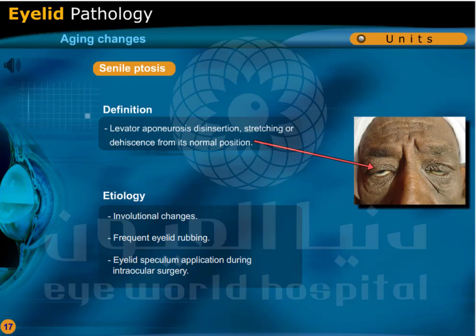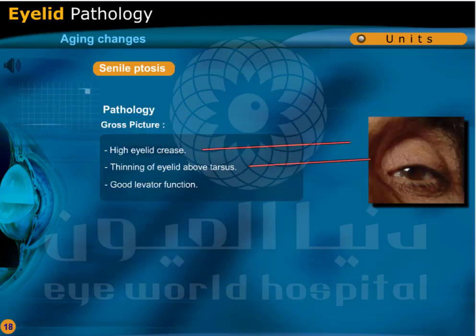Senile ptosis. Levator aponeurosis disinsertion, stretching, or dehiscence from its normal position. Senile ptosis may be due to involutional changes, frequent eyelid rubbing, or eyelid speculum application during intraocular surgery. There is high lid crease, thinning of eyelid above the tarsus, but with good levator function.